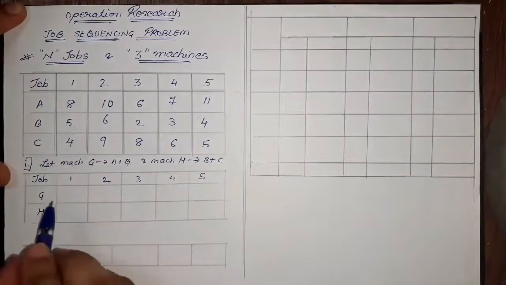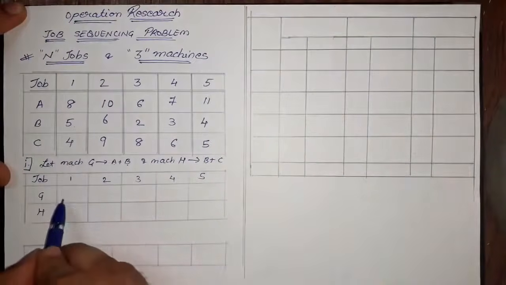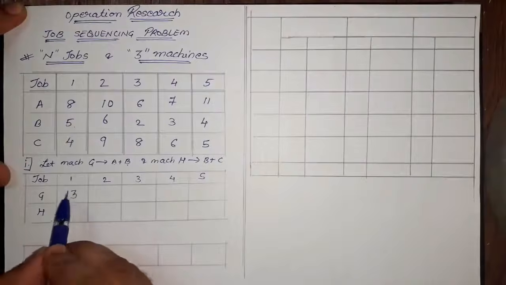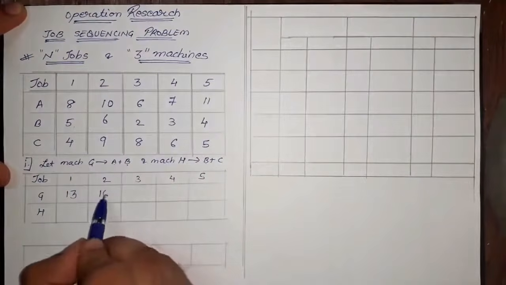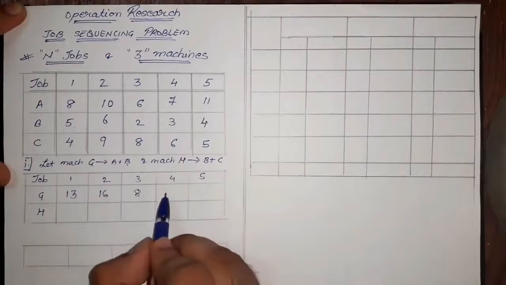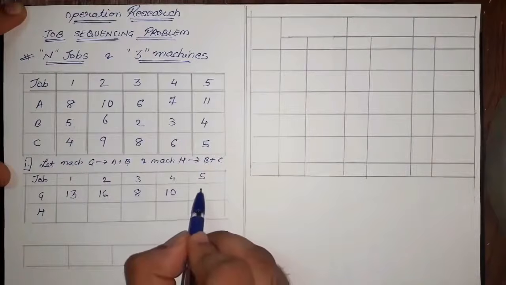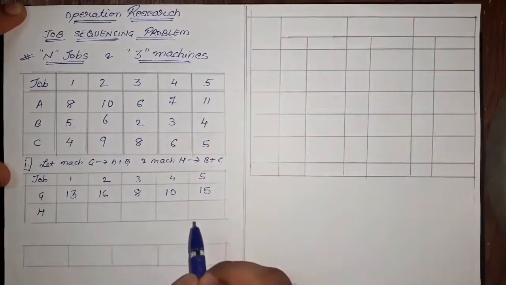So machine A is 8. So 8 plus 5, we have 13. 10 plus 6 is 16. 6 plus 2, 8. 7 plus 3, 10. And 11 plus 4 is 15.